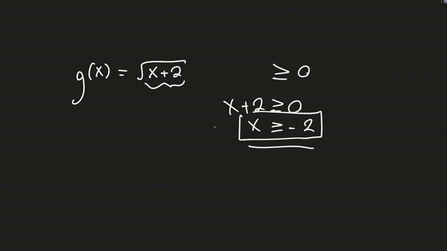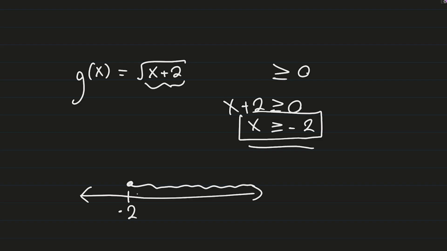Now that we know our domain, let's try to think about this intuitively on a number line. If we have a number line, we know that the farthest left point will be negative 2, because all of our x values must be greater than or equal to negative 2. So our graph only exists in this region over here. Nothing happens in this region. Let's see what happens as x gets greater and greater. Let's try 2 and 7.